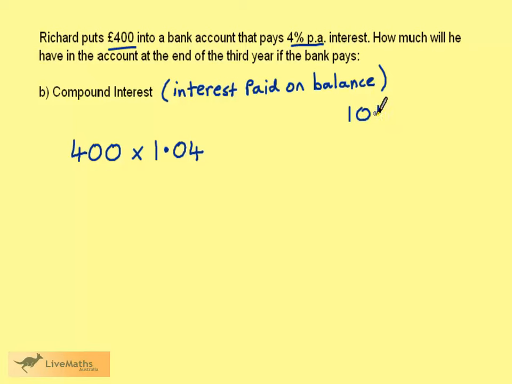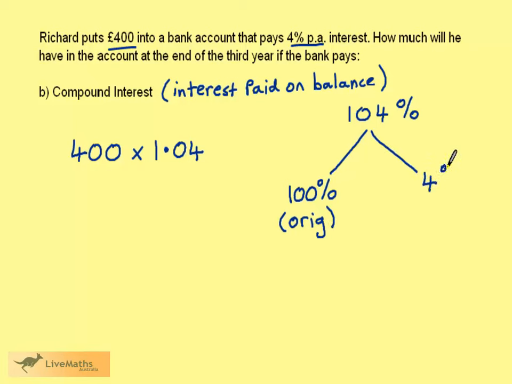1.04 as a percentage is 104%. This is made up of 100%, which is the original investment, or the £400 here, and 4%, which is the interest. So this calculation gives us the total amount in the account at the end of the first year.